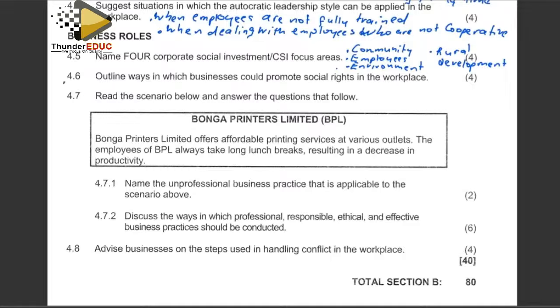We are saying that this can be applicable when a business provides recreational facilities for employees, and also allows flexible working hours to enhance productivity.